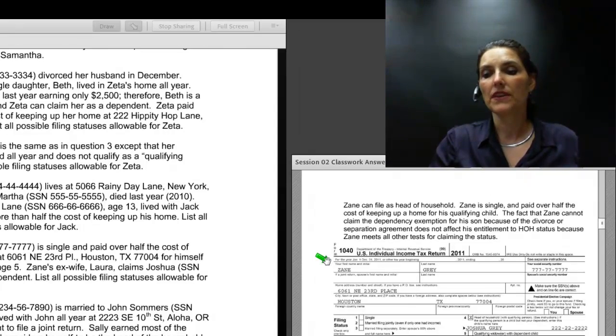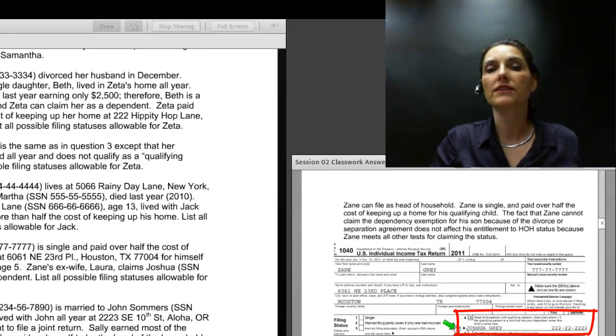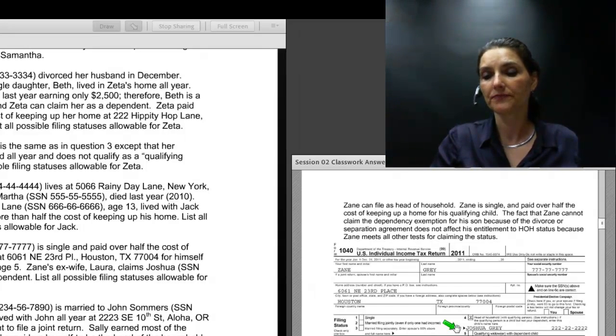Zane will enter his name. He will claim the filing status head of household, and you will see in the space provided, he is listing the name of the qualifying individual. That is the person who qualifies him for the head of household status. Normally, the person who qualifies you as head of household will be listed as a dependent, but in the case of a qualifying child whom you are not claiming because the non-custodial parent is claiming that child instead, then you enter the child's name and the child's social security number, which we have properly done.